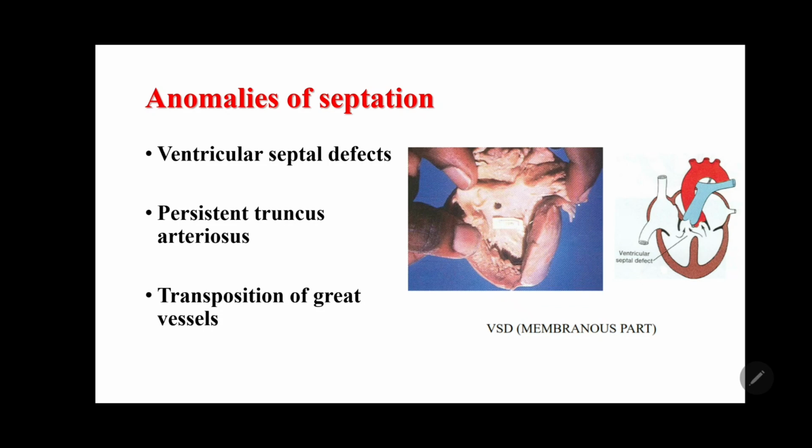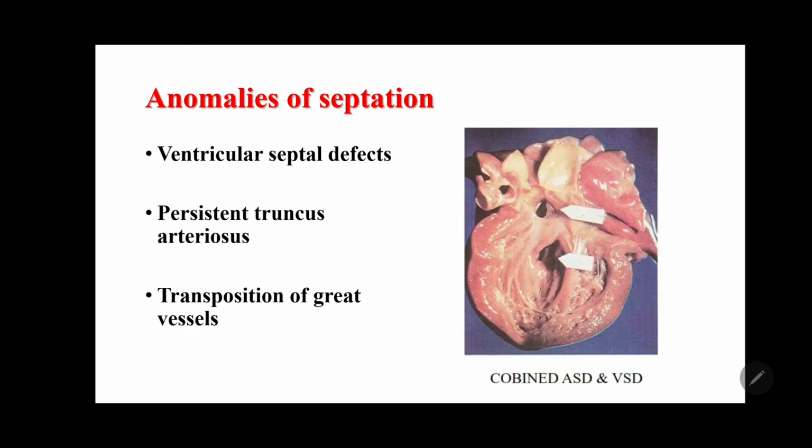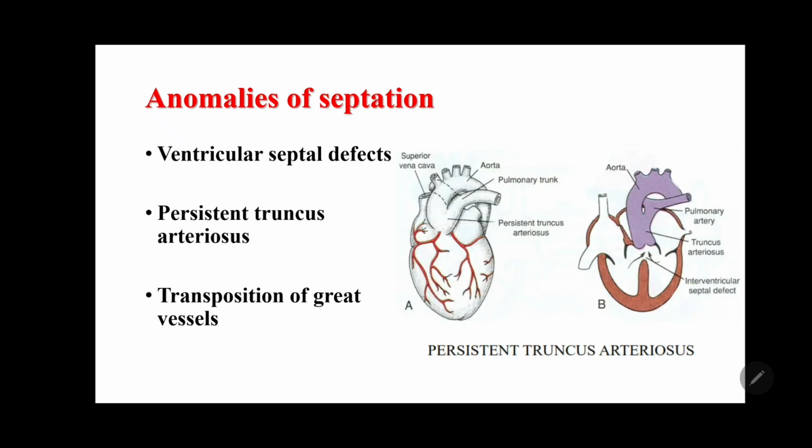Coming to the anomalies in septation of the interventricular septum, usually the membranous part is involved, resulting in VSDs. VSD is the most common symptomatic congenital heart anomaly, and sometimes there will be persistent truncus arteriosus resulting in outflow tract reversal, and sometimes you will see both ASD and VSD together. And this is the persistent truncus arteriosus. Here you can see the outflow tract is not divided. Both the pulmonary trunk and aorta have a common outflow channel. They are not divided.